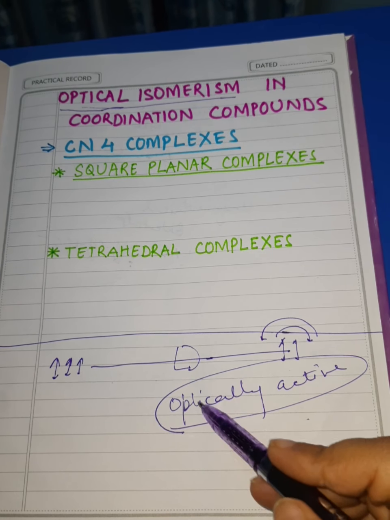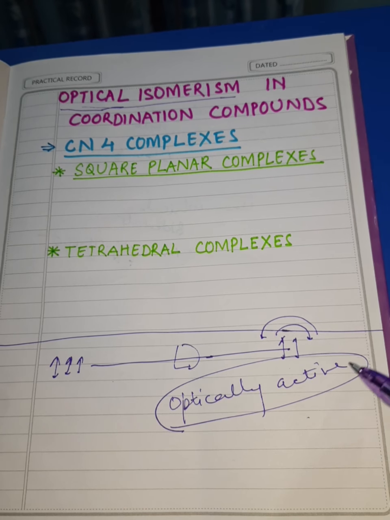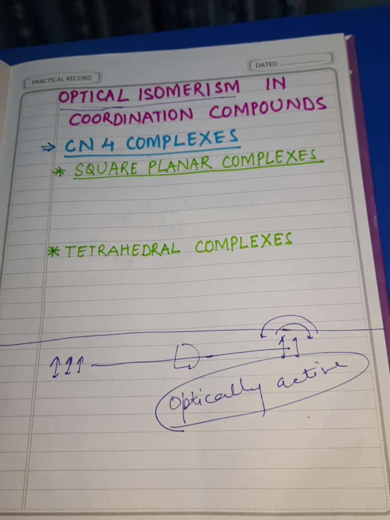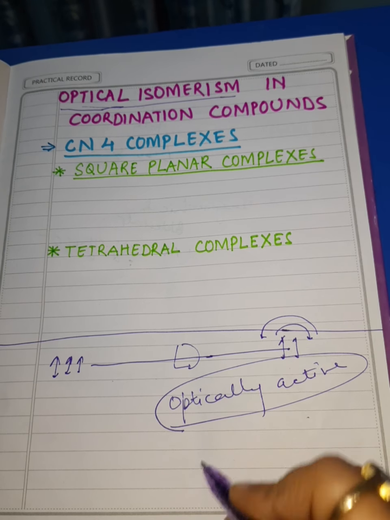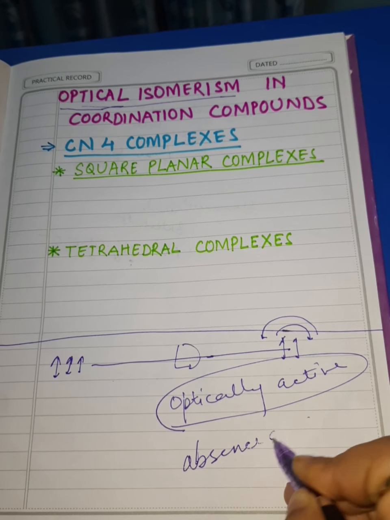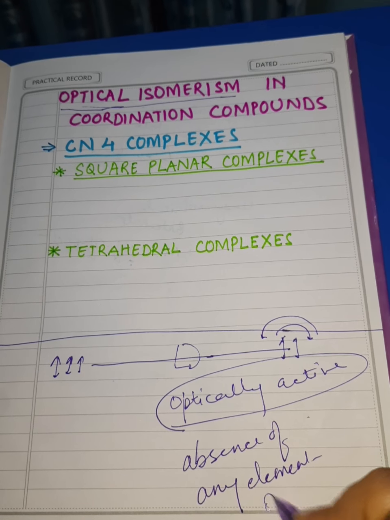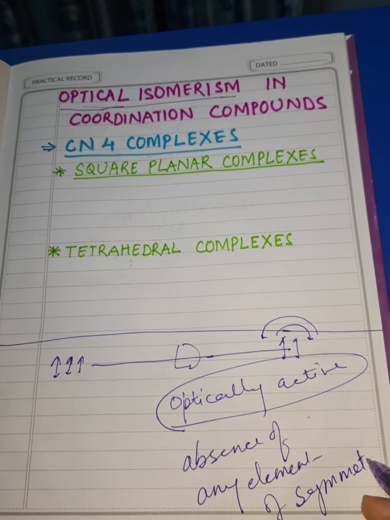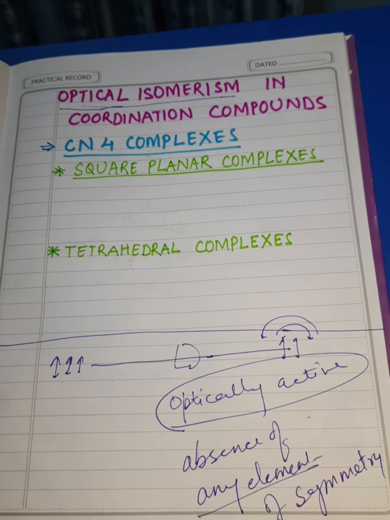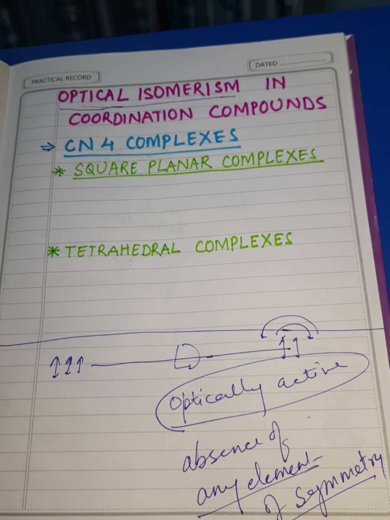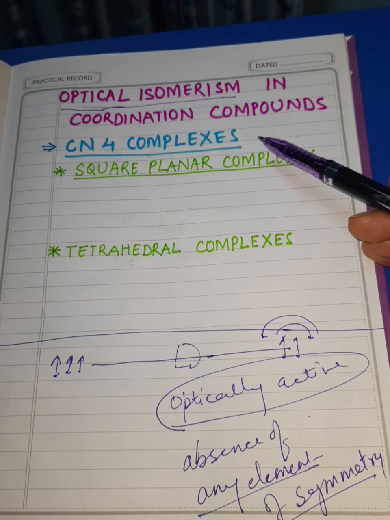The main condition for optical isomerism is just like in organic compounds. In organic compounds also, the presence of optical activity in a compound is due to one fact. What was the fact? The fact is the absence of any element of symmetry. That means the molecule should not have any element of symmetry. I hope it is clear. Now, we are going to apply the same information of optical isomerism in coordination complexes.